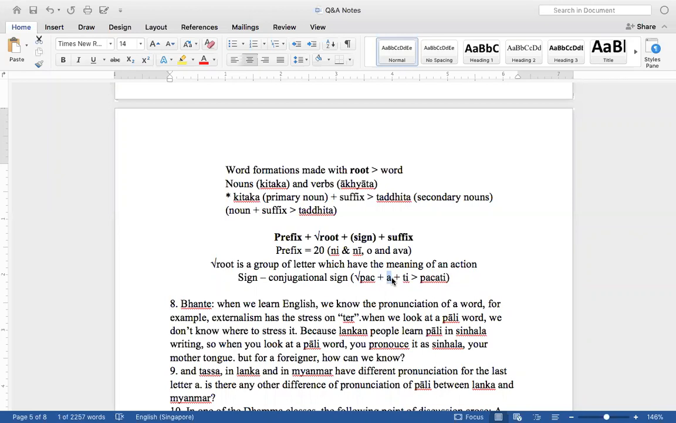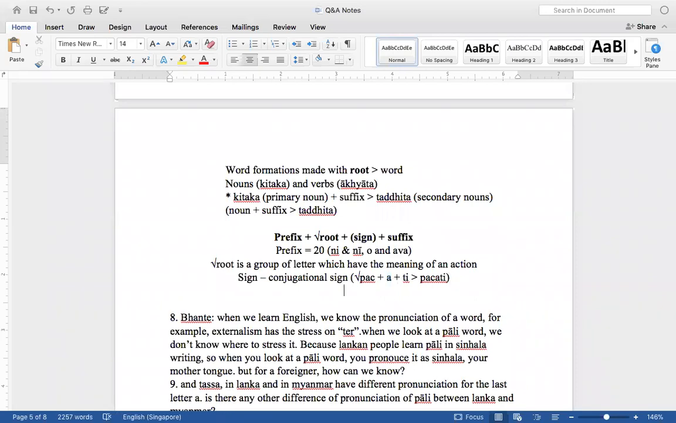So there are various types of conjugational signs. You can study this in any grammar book, even a modern normal exercise grammar book. You can find there are 7 groups of roots with various conjugational signs. Sometimes the conjugational sign can be dropped even. It may not be used. It has no specific meaning. It's just a sign.